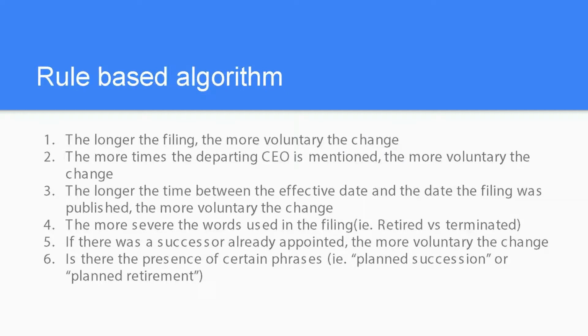This is how we're going to score how voluntary a departure is. The longer the filing, the more voluntary the change. If they don't spend a lot of time talking about the person that's leaving, then it's probably a bad sign. Similar to that is how many times they talk about the person who's leaving. I remember I told you how I found the name, and we're able to count how many times that name shows up in the filing. That's also going to be a variable to determine the score.